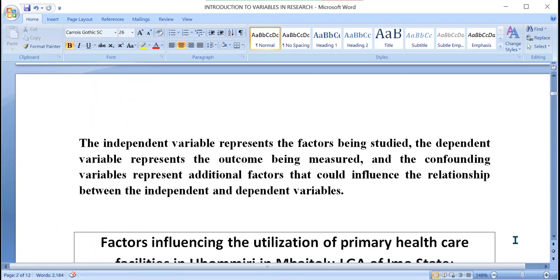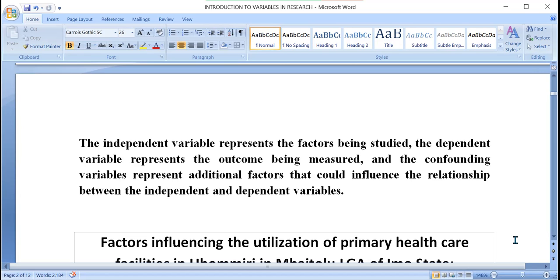Okay, we have 3 types of variables we are going to focus on. One, the independent variable, the dependent variable, and the confounding variables. These variables are very important that you should know about them in career research, especially in public health or in community health sciences. Okay, so we're going to look at them critically now.